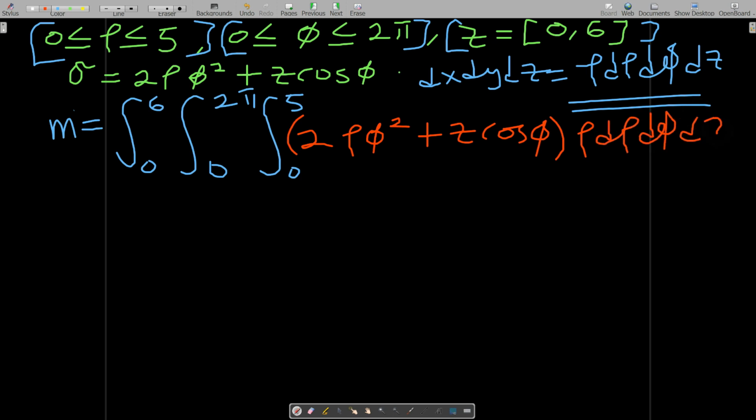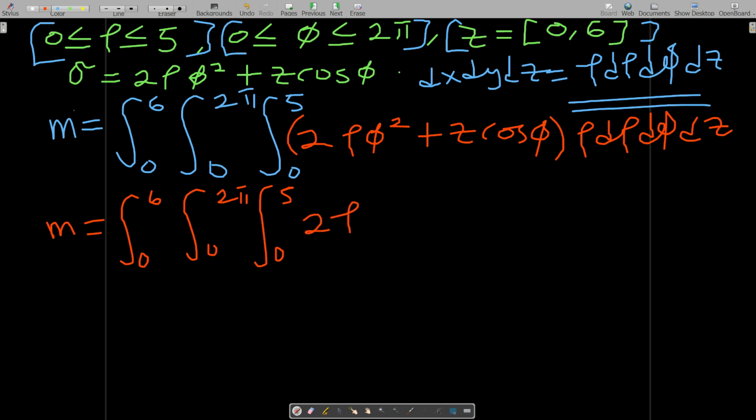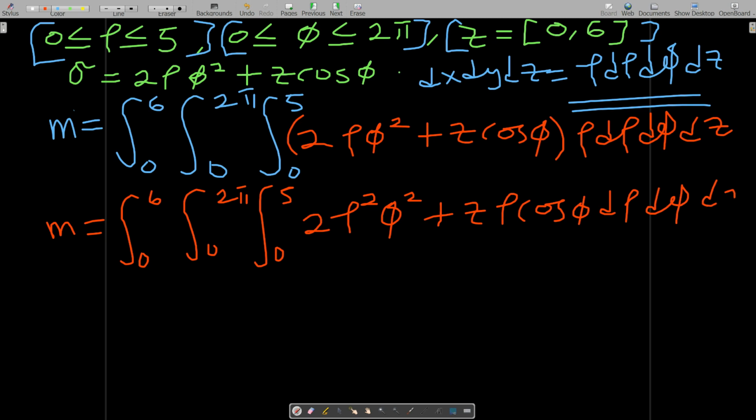I hope you get it now. So our mass will be equal to, from 0 to 6, now from 0 to 2 pi, then from 0 to 5. I can multiply through by rho, okay, and I'll get 2 rho squared 5 squared plus z cos phi, d rho, d phi, dz.